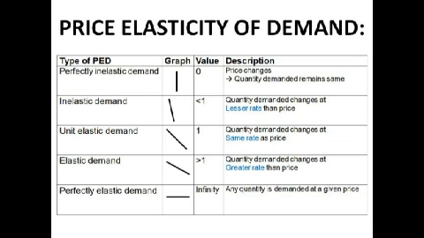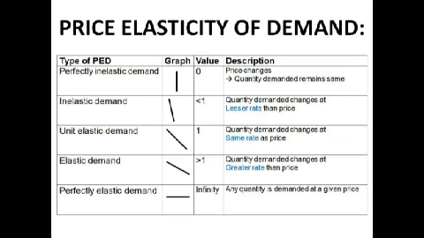Inelastic demand, the quantity demanded changes at a lesser rate than the price. So the percentage that the quantity demanded changes by is less than the percentage that the price changed. So if your value is less than 1, that's the case. For unit elastic demand, or unit elasticity, whatever you want to call it, that's when the value of PED is 1, which means that the quantity that is demanded changes at exactly the same rate as the price.